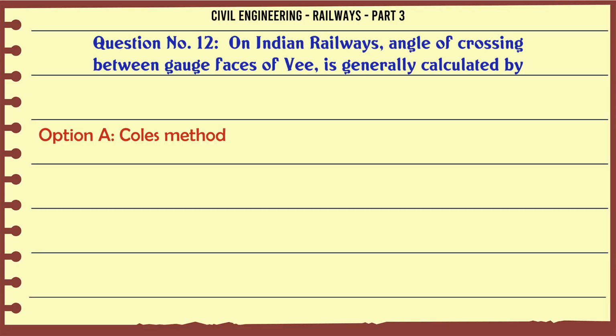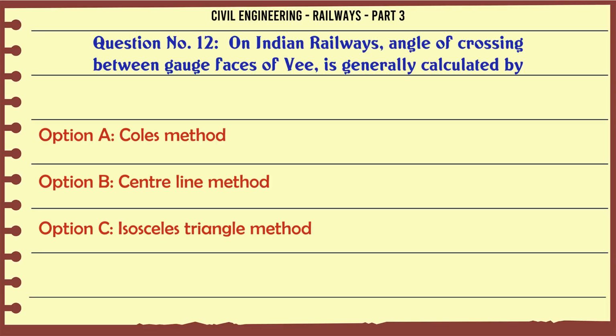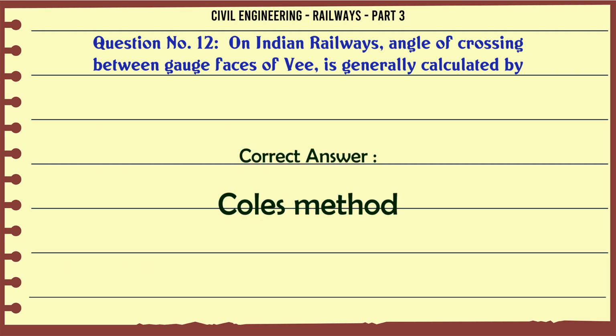On Indian Railways, angle of crossing between gauge faces of V is generally calculated by A, Cole's method, B, centerline method, C, isosceles triangle method, D, both A and B. The correct answer is Cole's method.